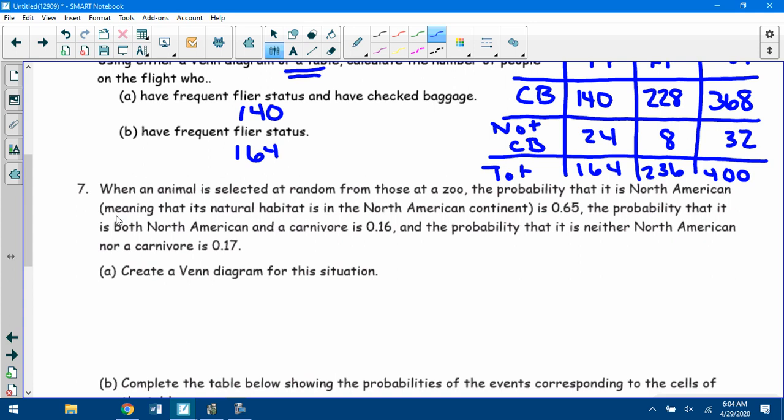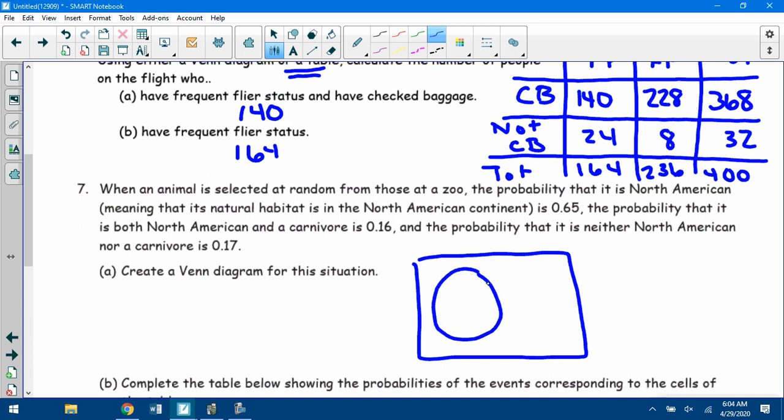Just part A. When an animal is selected at random from those at the zoo, probability that's North American is 0.65. Probability that's both North American and a carnivore is 0.16. And the probability that's neither is 0.17. Filling out the table looked fine. It was the Venn diagram that messed some people up. Because I do think Venn diagrams are harder to make. So if you have a choice, go with the table. All right, if possible, fill in the middle first.